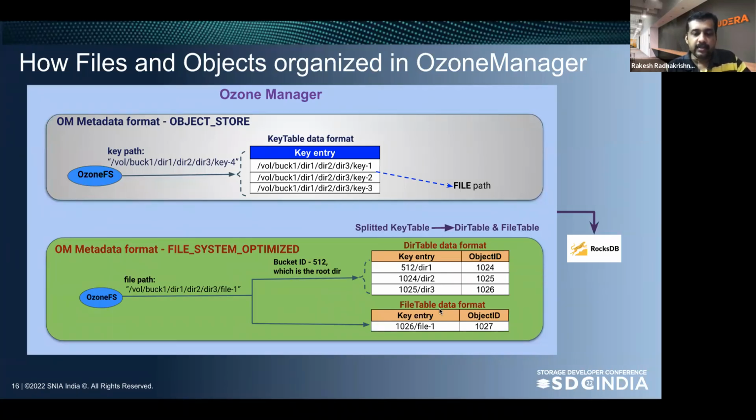Multiple directories can coexist. And again, the file table has a relationship to the directory table, and it uses the prefix IDs of the directory table to provide the parent-child relationship. And this is how we are organizing the objects and files in Ozone.